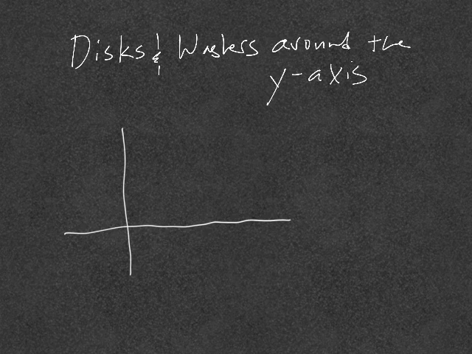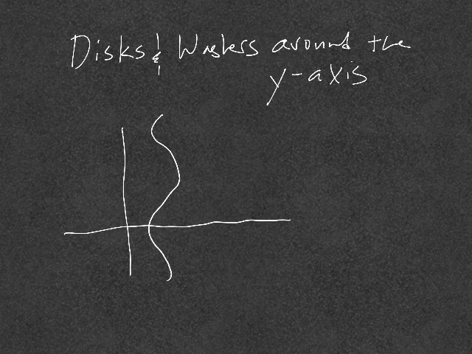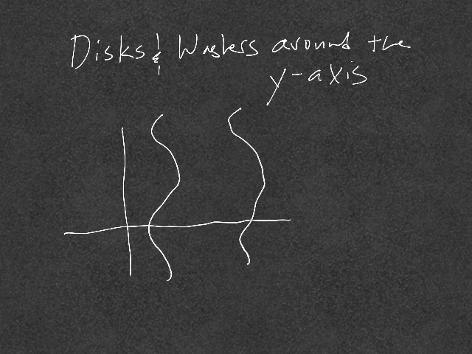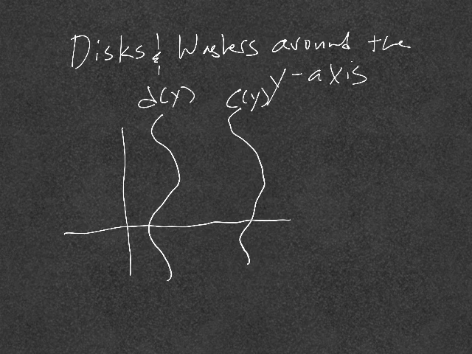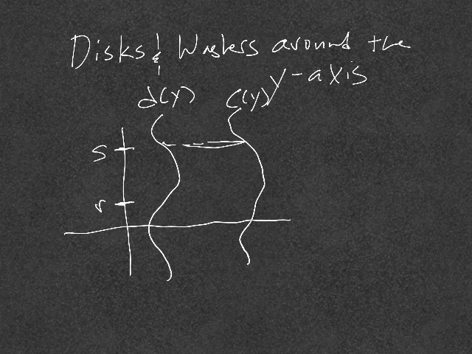Since we're rotating around the y-axis this time, we're going to need to think about our functions as being functions of y. And so let's give ourselves two functions of y. We'll call the outer one c of y. We'll call the inner one d of y. And then we need two y values. Let's call them r and s. And this will give us our region.